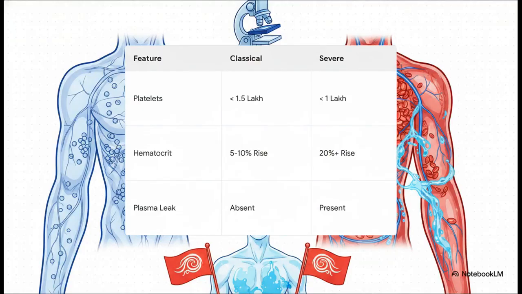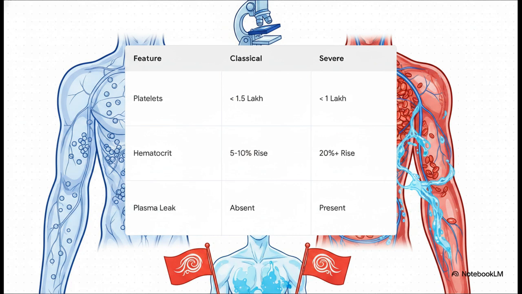Now, what's really interesting about this data is that we can actually track that invisible internal leakage using standard blood tests. When a patient goes from classical dengue to severe dengue, also known as dengue hemorrhagic fever, we see some very distinct changes. Platelets, which are the cells that help your blood clot, plummet from under 1.5 log to dangerously low levels under 1 log.